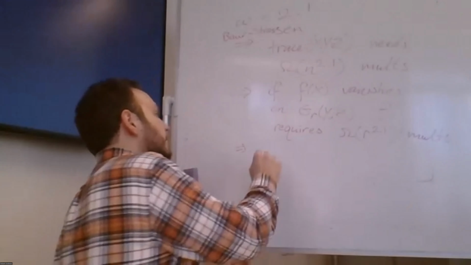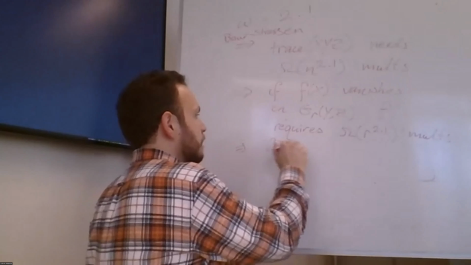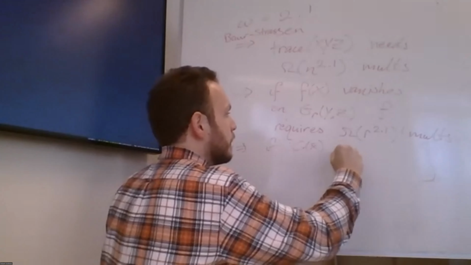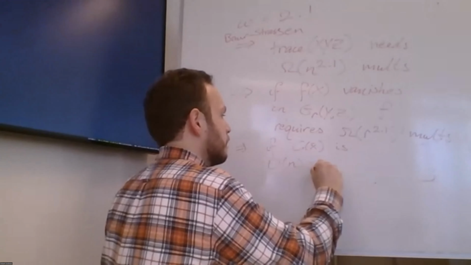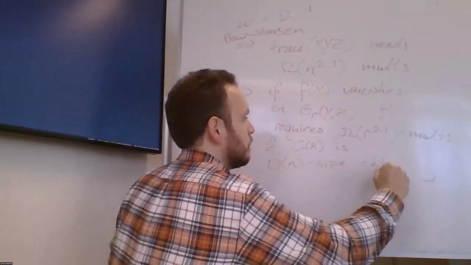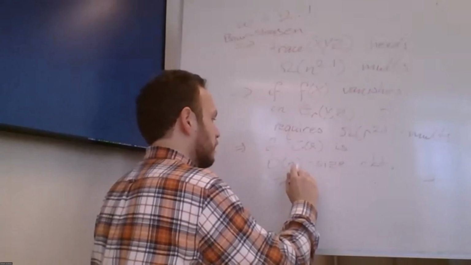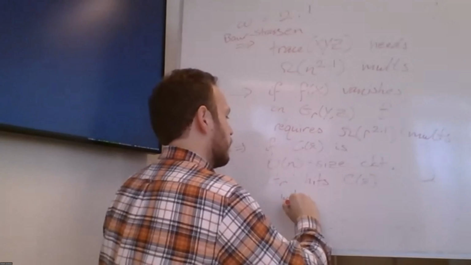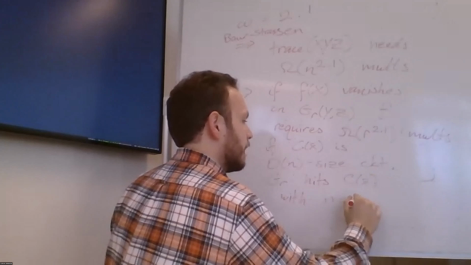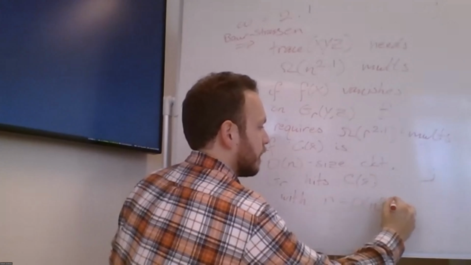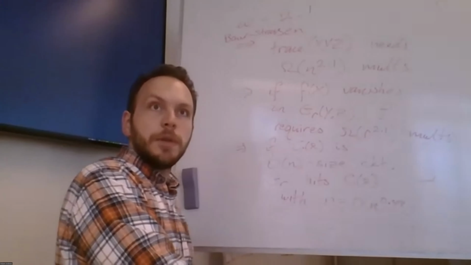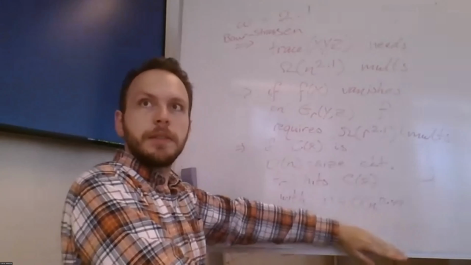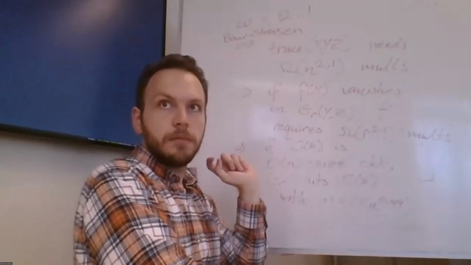So then what this says is that, for example, if C is a linear size circuit, and G_r hits C with r something like n to the 0.49, then what you get is, for linear size circuits, a generator with seed length n to the 0.99.